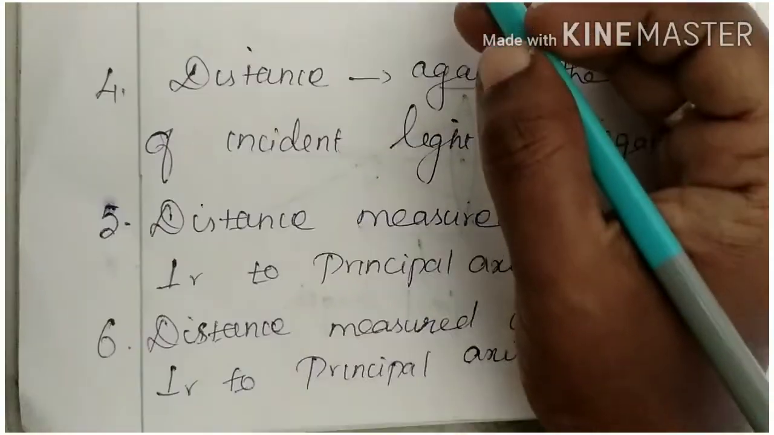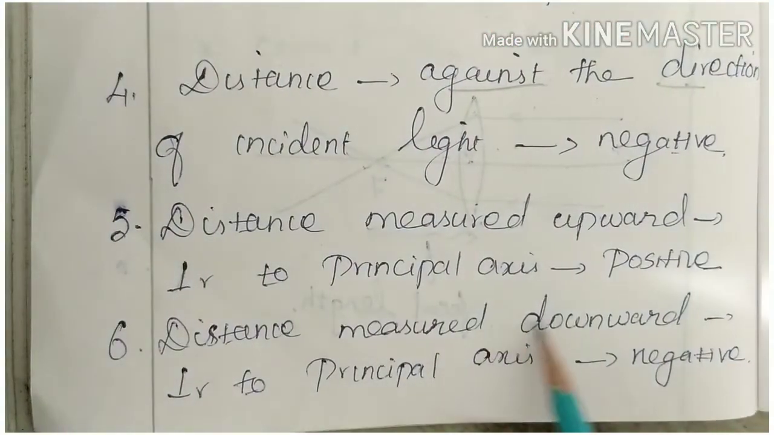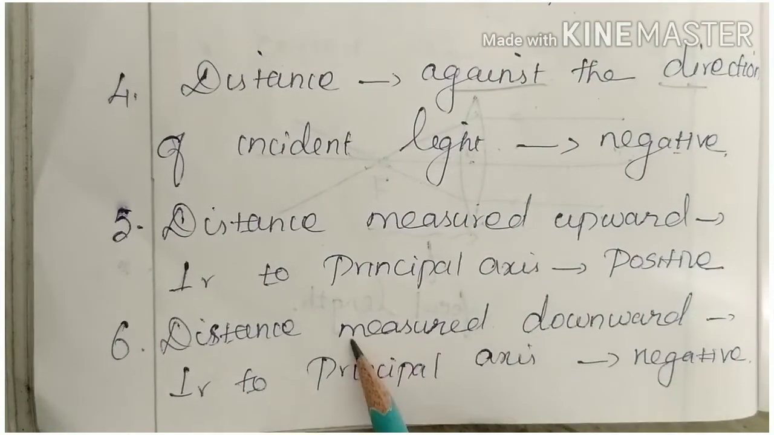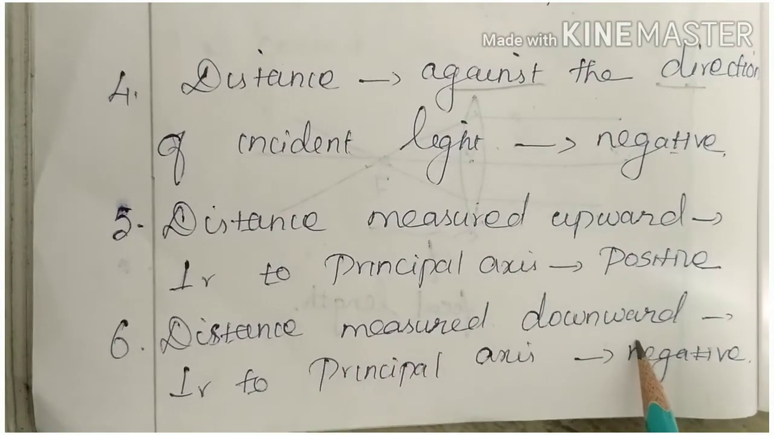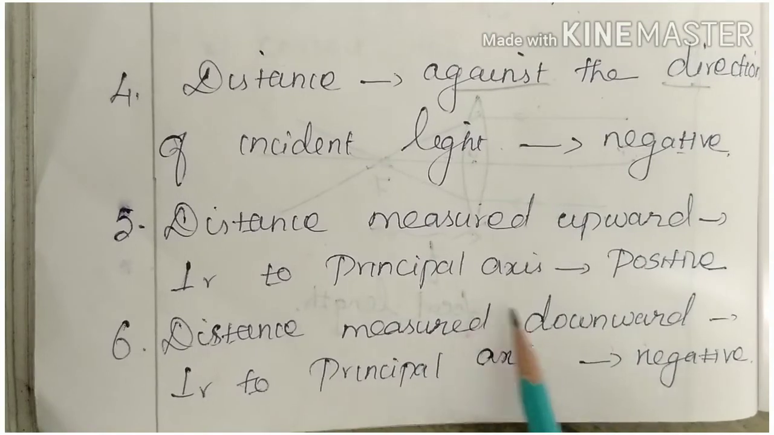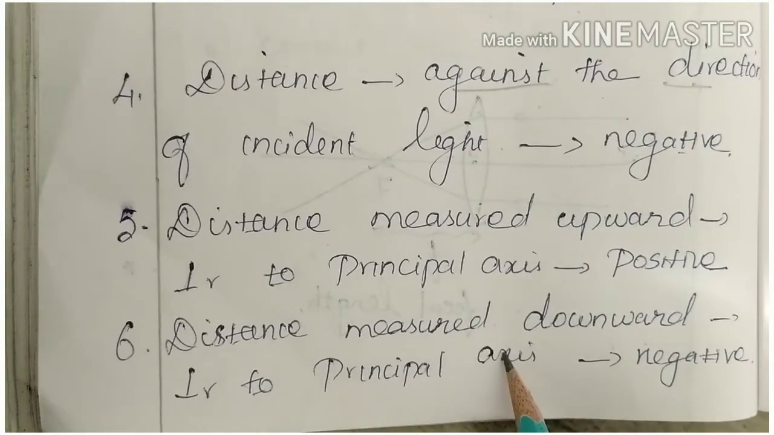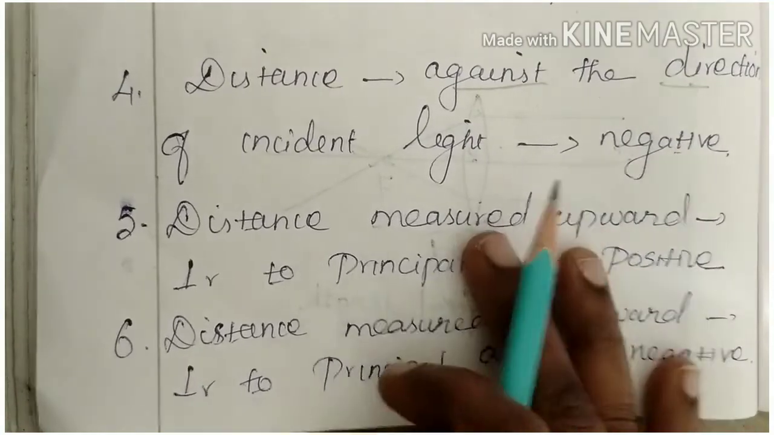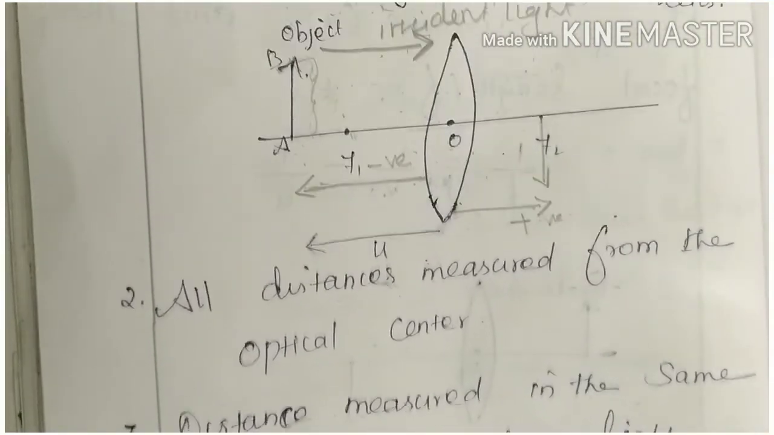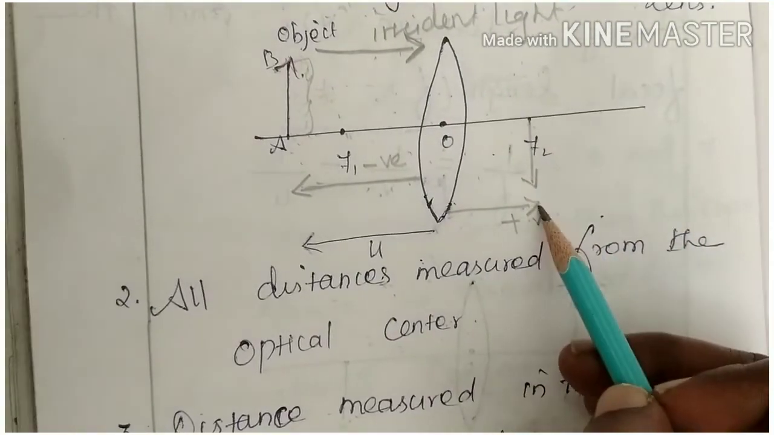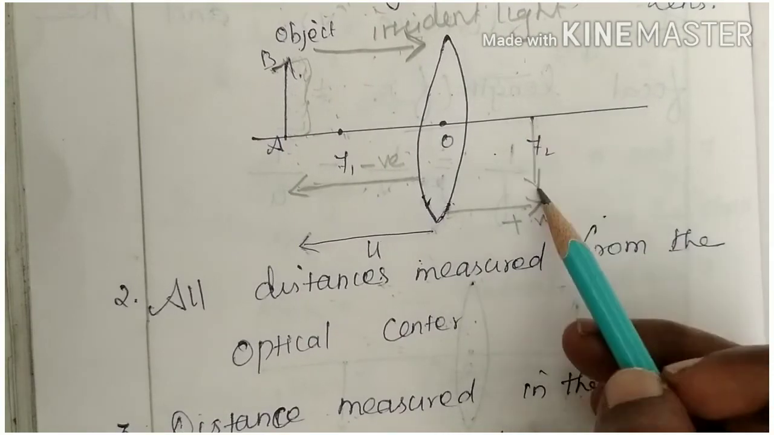The last point: distance measured downward, perpendicular to the principal axis, is taken as negative. Whatever distance you measure in the downward direction from the principal axis should be taken as the negative symbol. Listen here, this is the image. The image is formed below the principal axis.